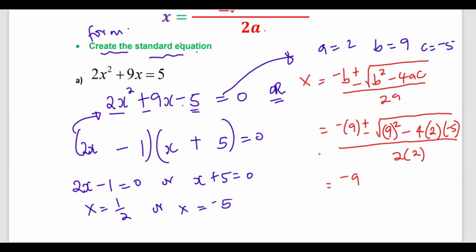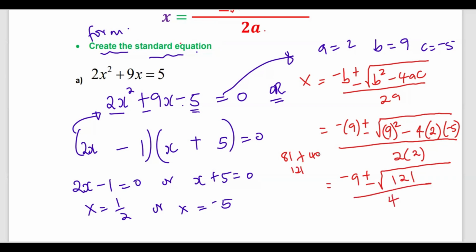So it's going to be negative 9 plus minus, that's going to be the square root of 9 squared, which is 81, okay? And then this is going to be a plus since we have a negative sign. So that's going to be 20 and then 40. So which means it is 121.